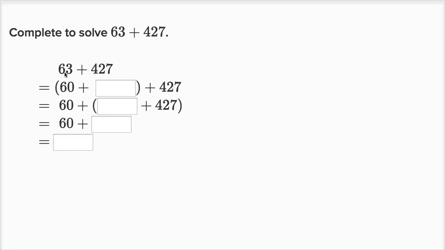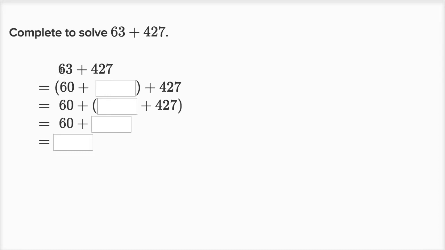And it's clear that 63, if I were to give 3 away, I would get to 60. And if I were to give those 3 to 427, it would get to 430. And 60 plus 430 is a much simpler problem. So let's think about what this question is saying. Well, it's just taking us step by step through that process.